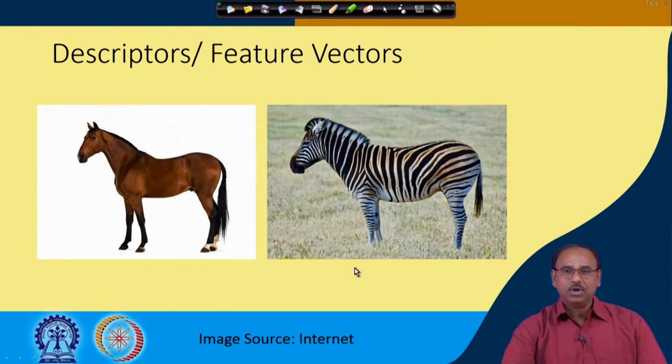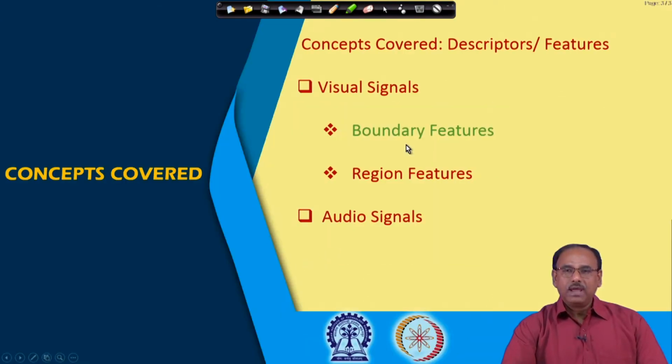In addition, we also need information of what the color is, what the texture is and what the intensity is. These are the descriptors or features which are known as region descriptors or region features. In the previous class, we talked about the boundary features, how we can obtain the boundary descriptors from any arbitrary shape.